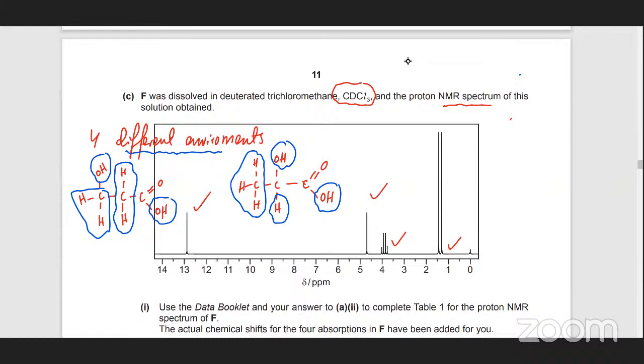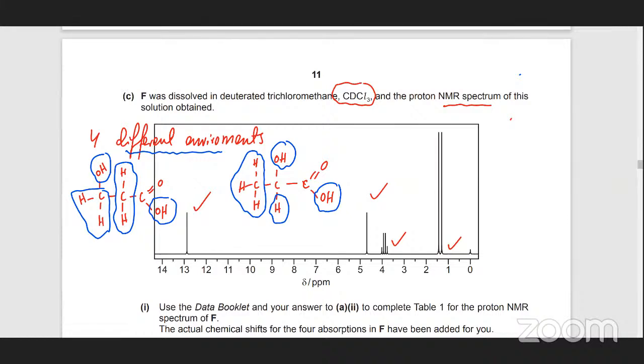ठीक है, so we can schedule that as well. अच्छा, so there are 4 different environments. चलो कल यही करेंगे फिर. ठीक है, ये डिटेल में NMR स्पेक्ट्रम डिटेल में पढ़ेंगे और इसी के क्वेश्चंस करेंगे.